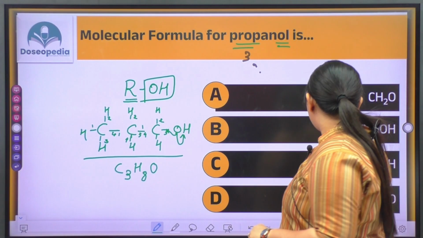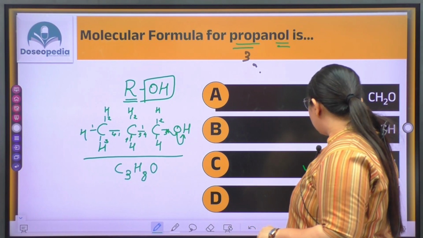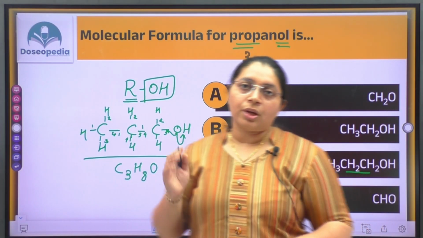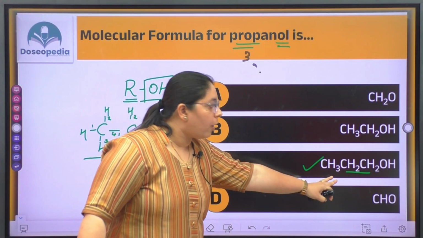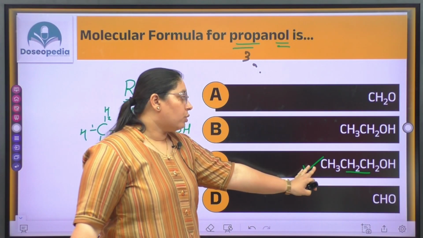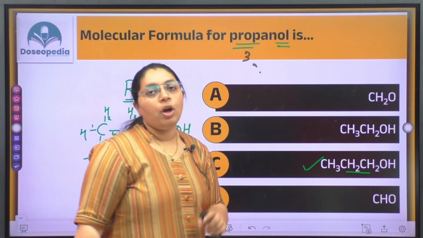Here it is given in this type of structure, CH3CH2CH2OH. So 3 carbons are present only in this option with the hydroxyl group. So this will be the right answer for propanol.